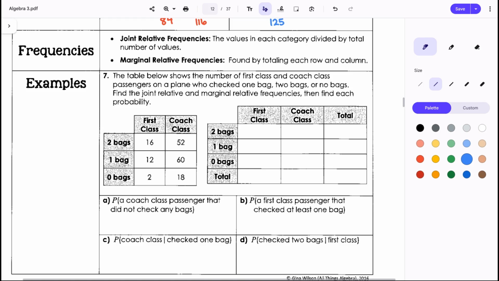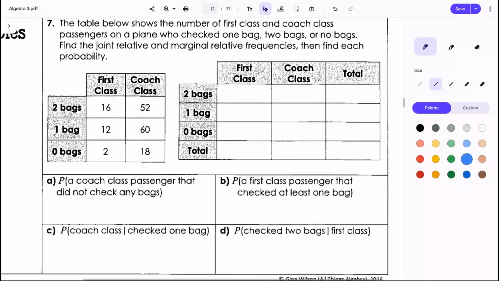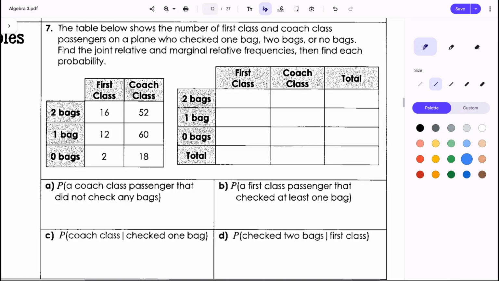So these charts are just going to take what we did before, and instead of looking at it as fractions, we're going to look at it as percentages. So you can see that we still have these two-way tables. This one is talking about a situation where we have people that are flying in either first class or coach and how many bags they checked. The first one they have us have is a blank chart over here that we're going to fill in with our frequencies. So first thing is I need to know how many total people were surveyed here. So to find my total, I need to add up all of those numbers. So 16 plus 52 plus 12 plus 60 plus 2 plus 18.